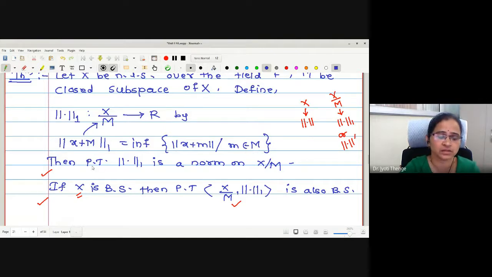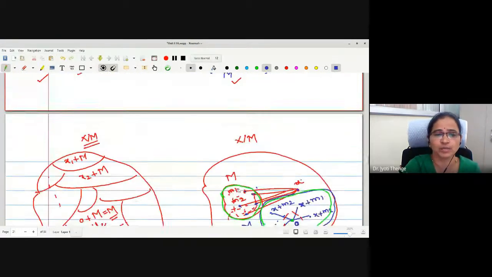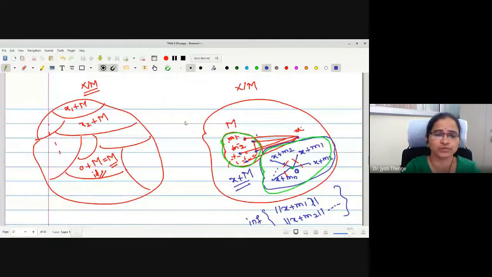Now then, we wanted to prove that this norm 1 is a norm on X/M, and if X is a Banach space, then this quotient norm space is also a Banach space. This is the visualization: X/M, if I write, will be the equivalence classes or the partitions.